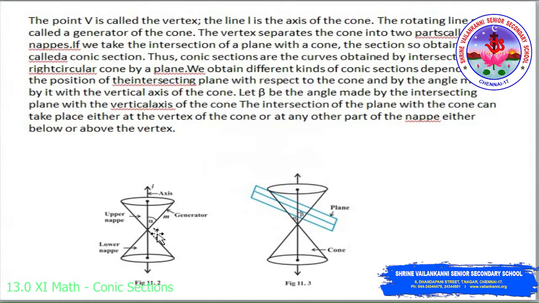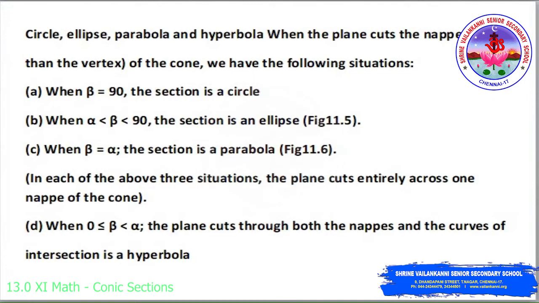The intersection of the plane with the cone can take place either at the vertex of the cone or at any other part of the nappe, either below or above the vertex. Here it is the lower nappe and this one is the upper nappe. So the intersection will be at any other part of the nappe, either below or above the vertex. When the plane cuts the nappe other than the vertex of the cone, we get circle, ellipse, parabola and hyperbola.